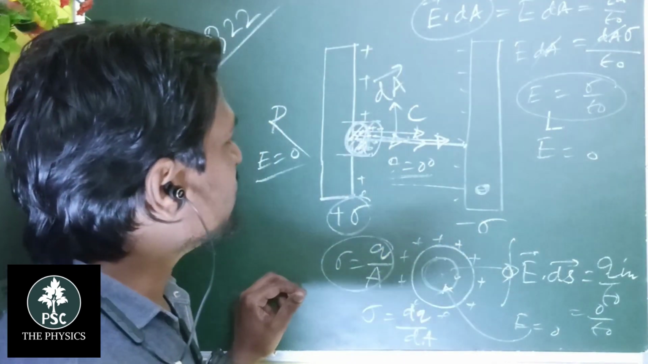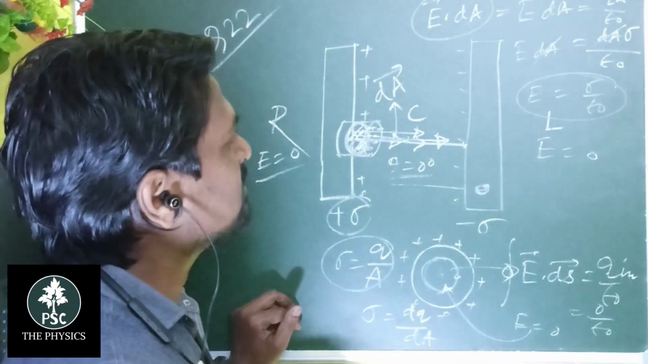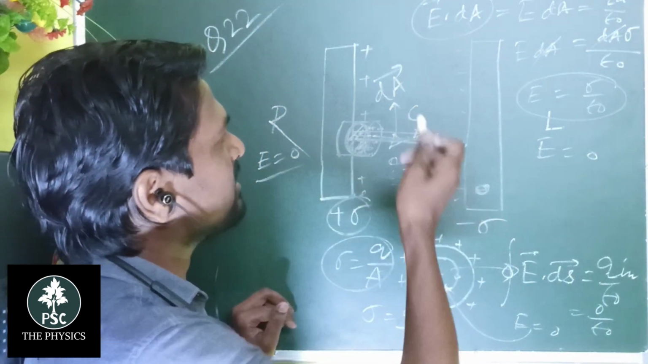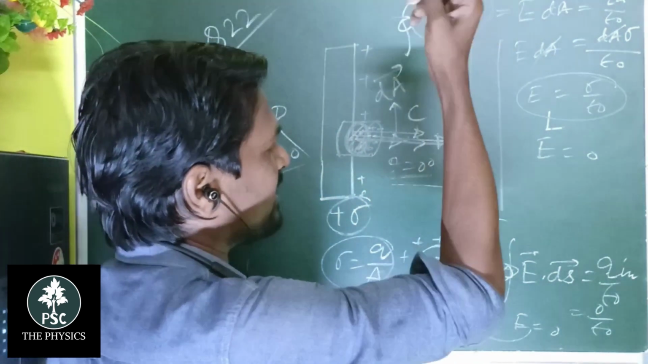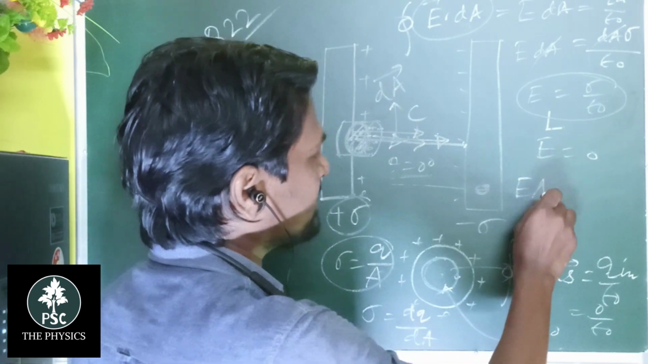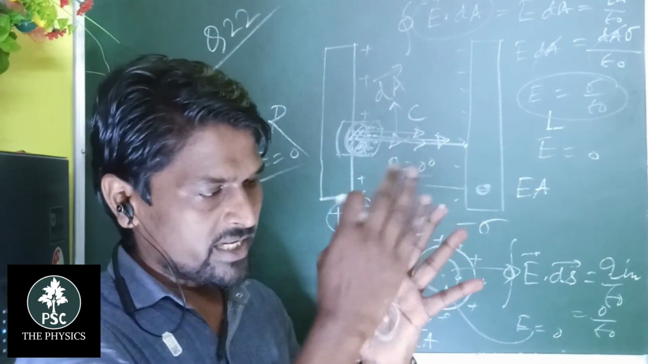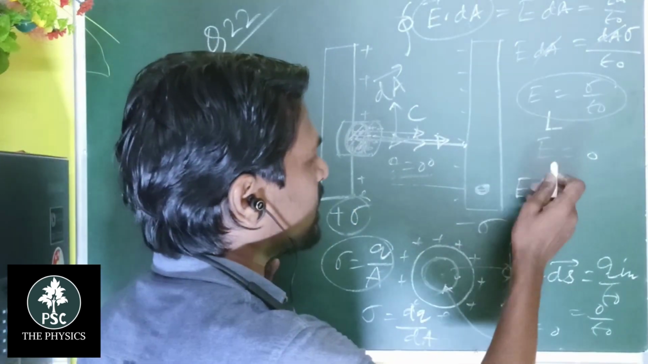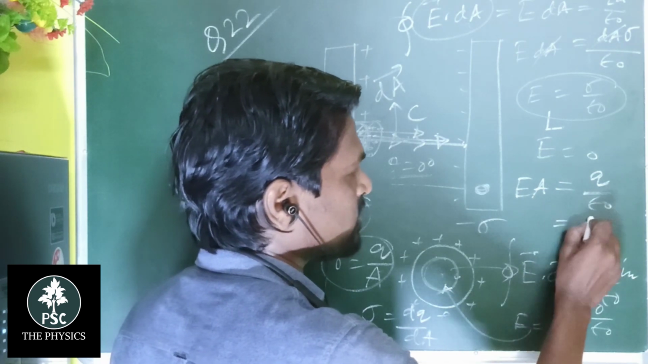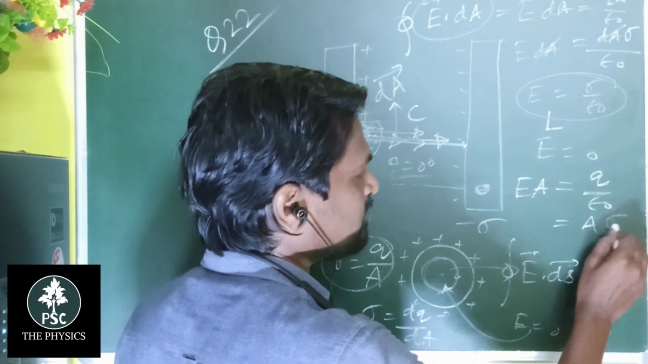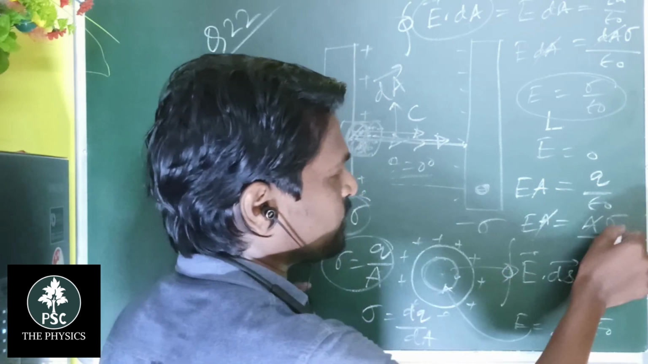And what about the closed surface? Yes, this cylinder is a closed one. So if I take the closed surface integration, then you can get EA, that is, the total area of the plate. Then you can also show the total charge by epsilon naught. So you can get A into sigma by epsilon naught, and in this way you get E equal to sigma by epsilon naught.